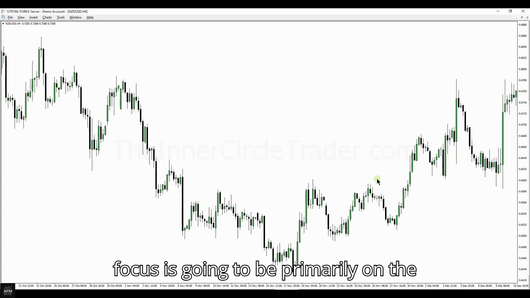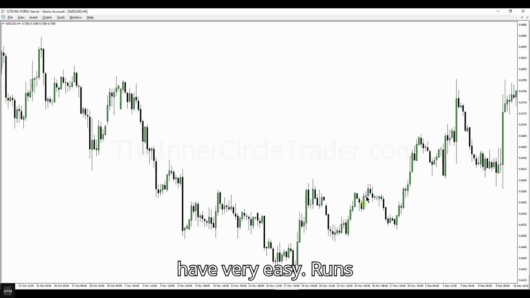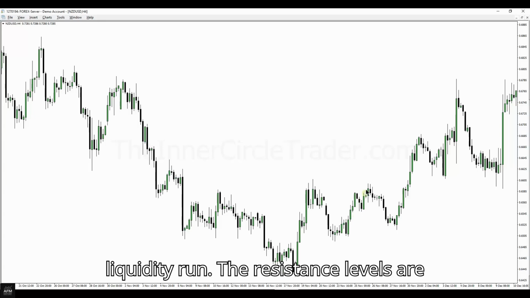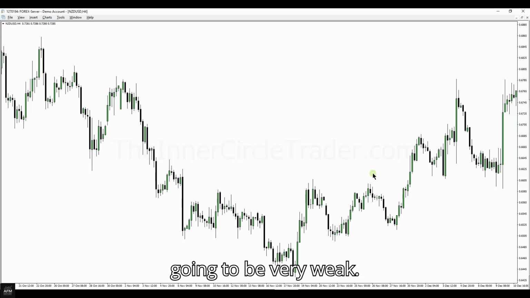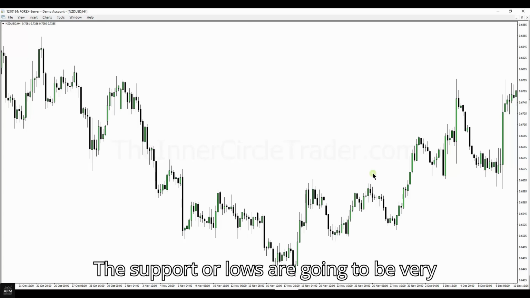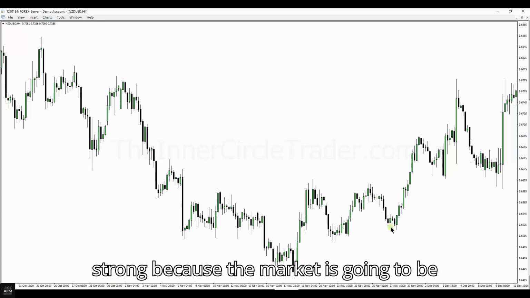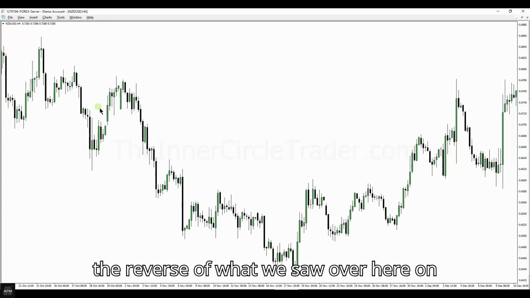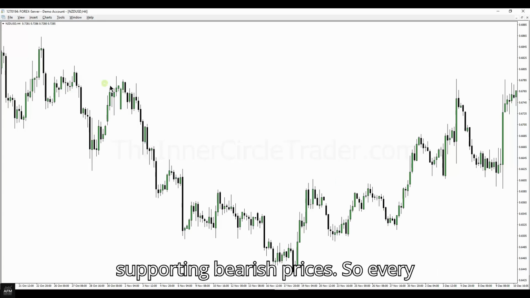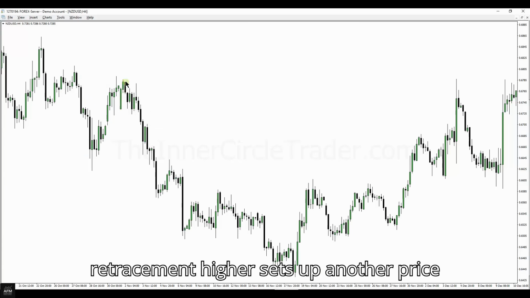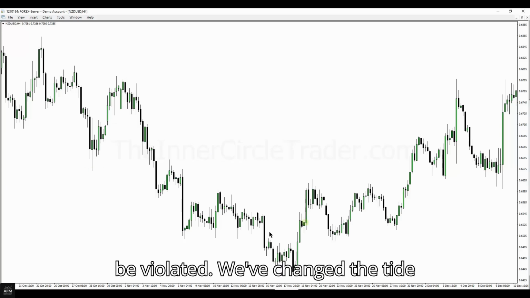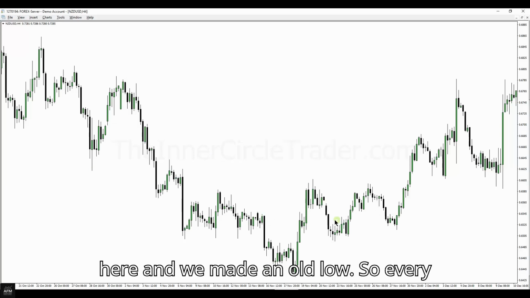Your focus is going to be primarily on the highs. Every short-term high is going to have very easy runs through them. That forms a low resistance liquidity run. The resistance levels are going to be very weak. The support or lows are going to be very strong because the market's going to be capitalizing only on the buy side. Just the reverse of what we saw over here on the sell side, everything's going to be supporting bearish prices. So every retracement higher sets up another price leg to go lower, aiming for the lows to be violated. We've changed the tide here, and we made an old low.